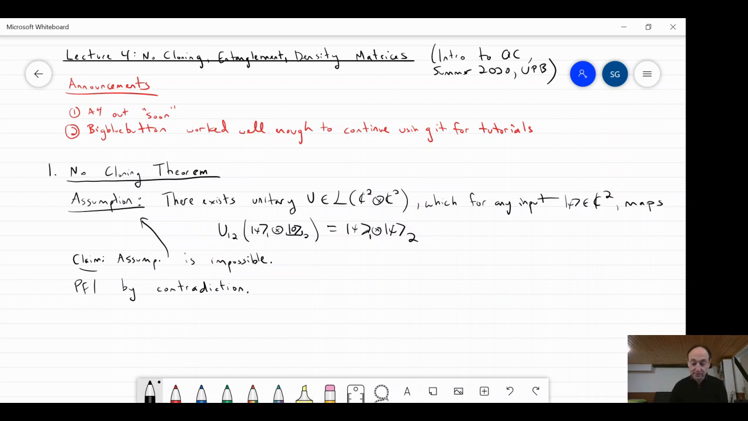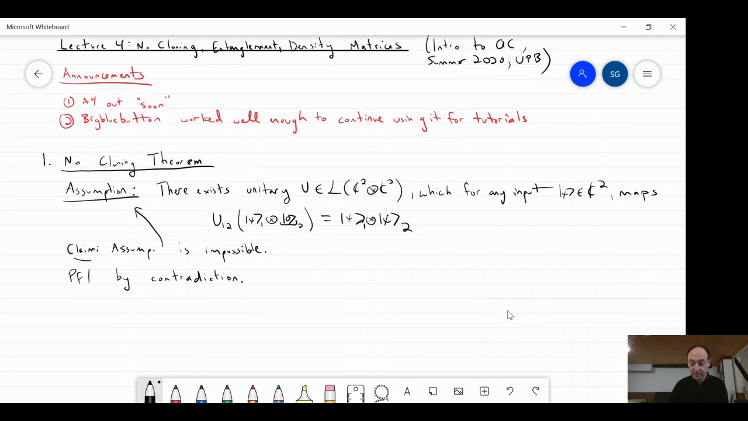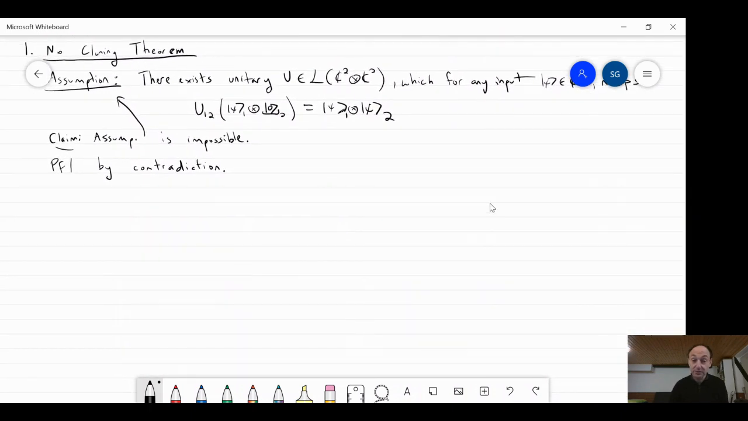So let's assume that the claim is true, and then we'll see that we arrive at a statement which is nonsense, right? Which is just not possible. Okay, so what do I know? Suppose I have 2 arbitrary states.